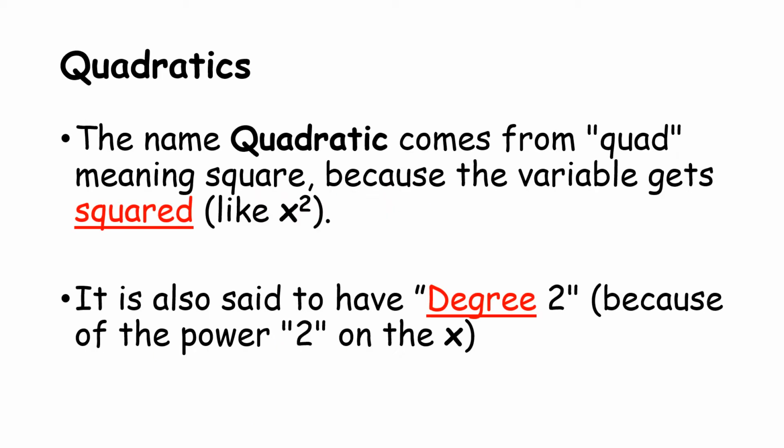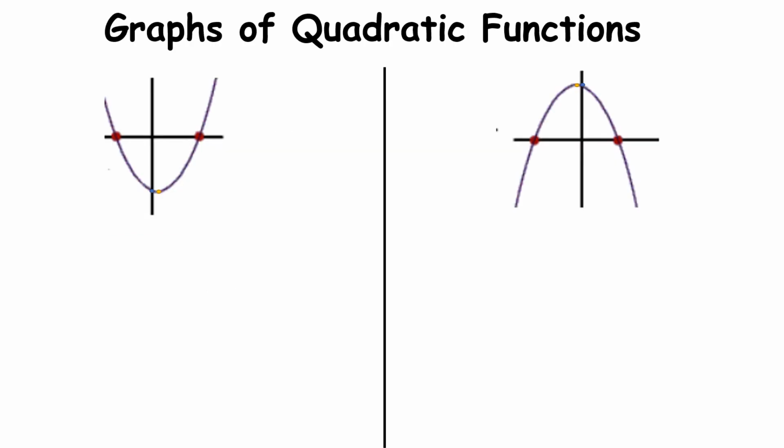The word quadratic comes from the word quad, meaning square, because all quadratics have a variable squared. Usually the variable is x, so quadratics can be identified by having an x squared. This is important because often students get confused as to what exactly makes an equation or a function quadratic. We can also say that it has degree 2 because of that power 2 on the x. Now let's talk about quadratic functions.